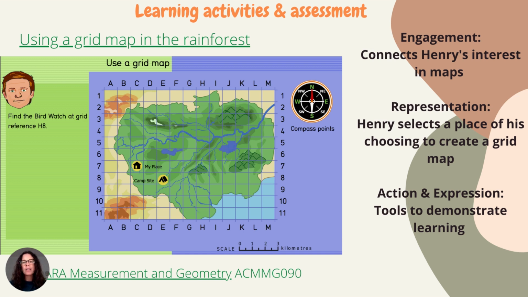An example of how I scaffold and differentiate for Henry is an outline of a numeracy lesson. This aligns with the Australian Curriculum strand of measurement and geometry, location and transformation. It uses an online grid map to locate certain reference points on the grid. Students follow prompts to locate places on the map, then create their own grid map.